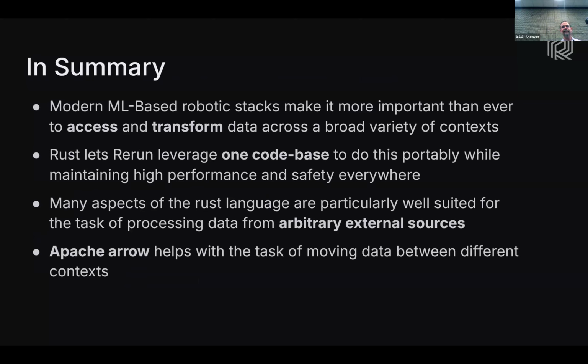And then I guess, in summary, ML-based robotic stacks make it more important than ever to access and transform data across a broad variety of different contexts. Rust lets Rerun leverage a single code base to do this portably while maintaining high performance and safety everywhere. Many aspects of the Rust language are particularly well suited for the task of processing data from arbitrary external sources. And Apache Arrow helps with the task of moving data between these different contexts, keeping track of what that data is, and efficiently doing these transformations.